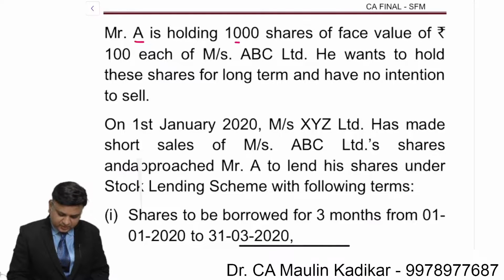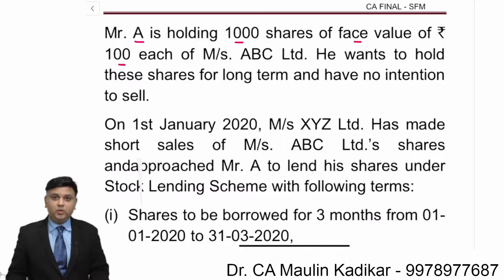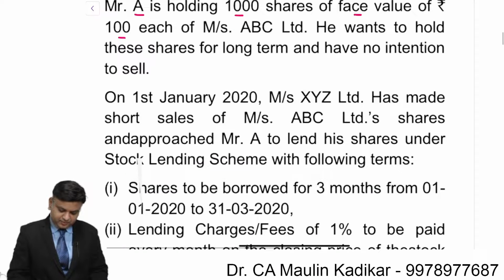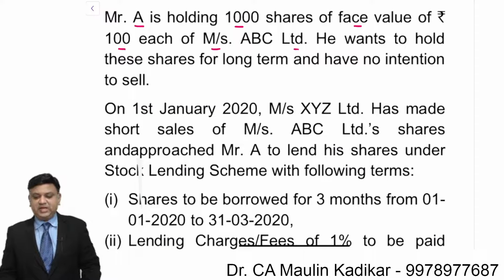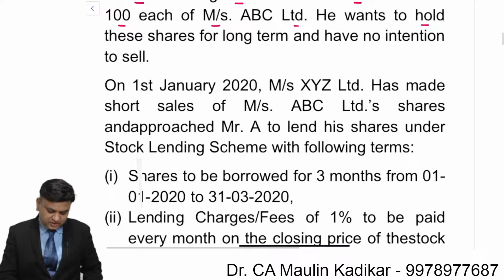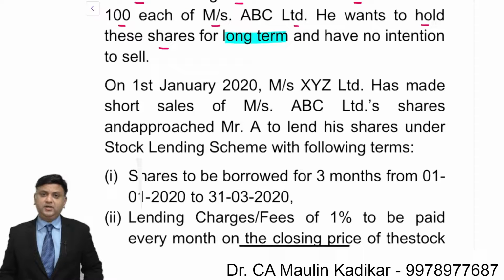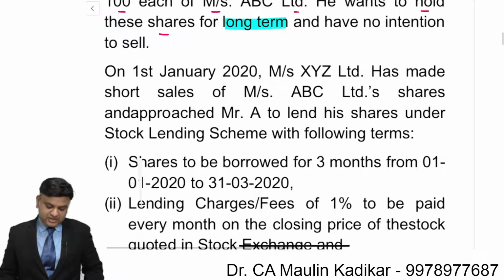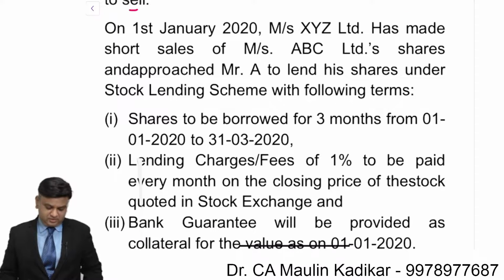Mr. A is holding 1000 shares of the face value of rupees 100 each of Messrs. ABC Ltd. So an investor, Mr. A, is holding a certain number of shares of a company which has a face value of 100 rupees. He wants to hold these shares for the long term. He has no intention to sell, so we are going to hold the investment and not sell it in the shorter period.